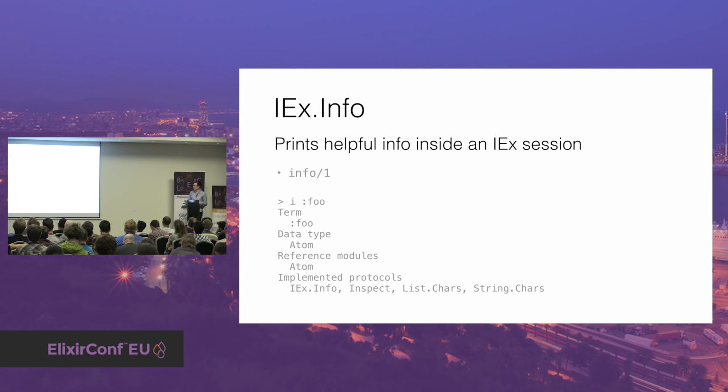All right, so the next one is IEx.Info. This is the protocol that gets used by the i helper. So if you're in an IEx session and you say i and pass it some data type, it will tell you some information about it. In this case, we say the atom :foo. It'll say that it's an atom, that it references these modules, and it'll tell you what protocols it implements. And you can define your custom implementation of this if you want to.